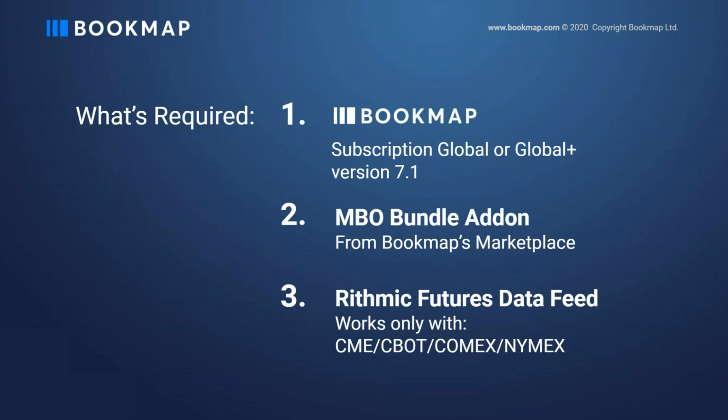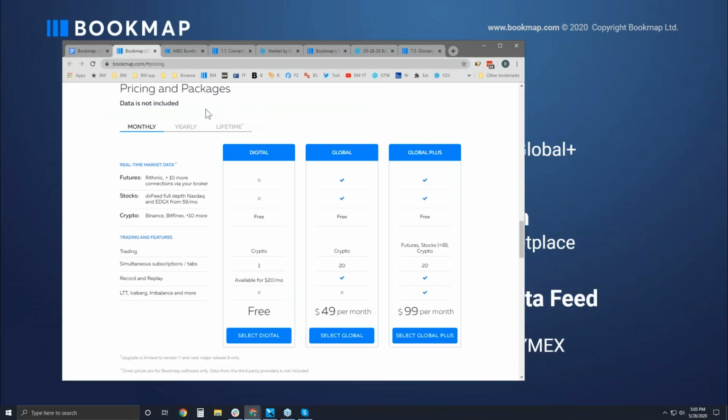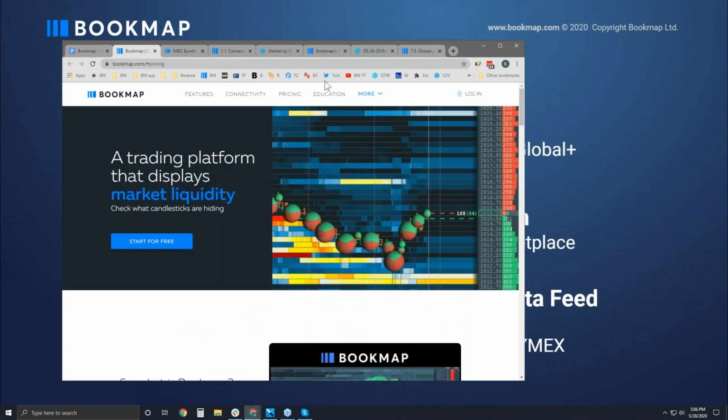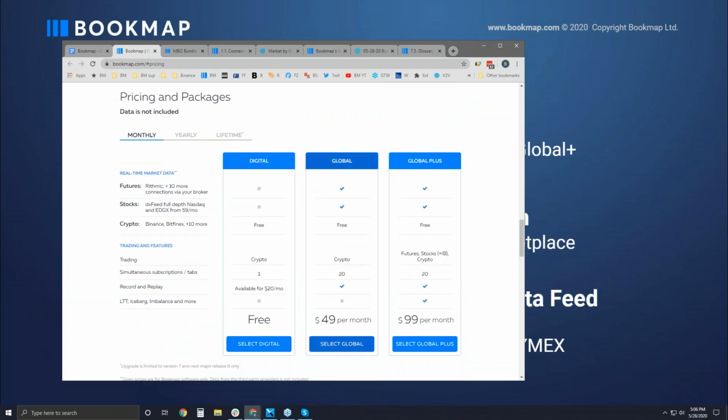Let me show you where that is and get to the link. First off, what you need is Bookmap, and I put the link in there. You'll just go to the pricing section on Bookmap, and then either Global or Global Plus, for the month, or for the year, or lifetime if you want. But at minimum this one, and it also works great with Global Plus, doesn't matter.